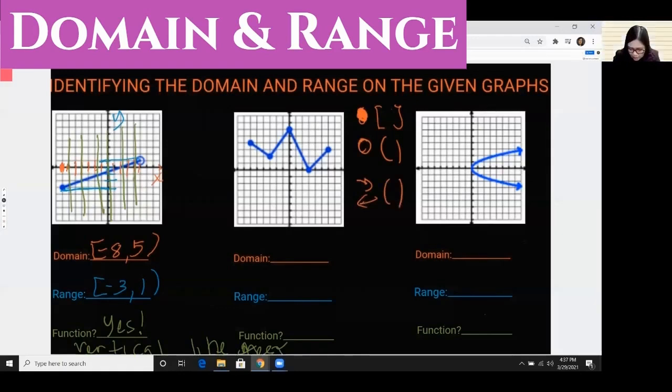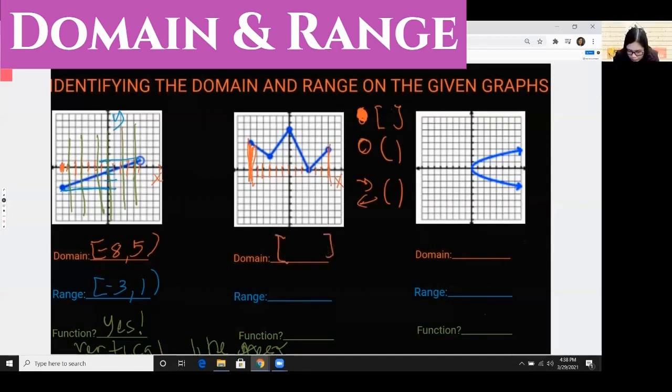So if it is a closed dot, for the domain, we're looking for the x. We're checking the endpoints on the x-axis. From here, this one is included, and this one, and this one, and we stop on this one. So we will identify the domain. Since it is a closed dot, we will use a bracket on both ends because both ends are closed dots.